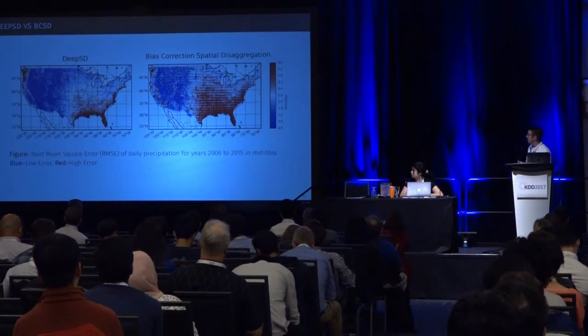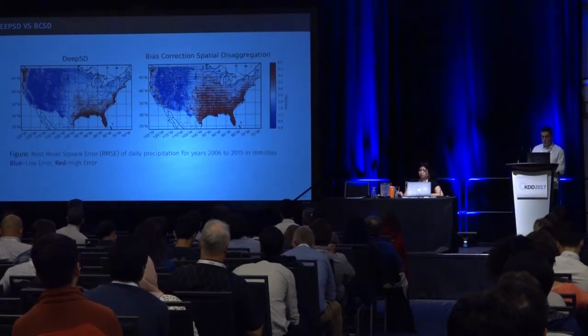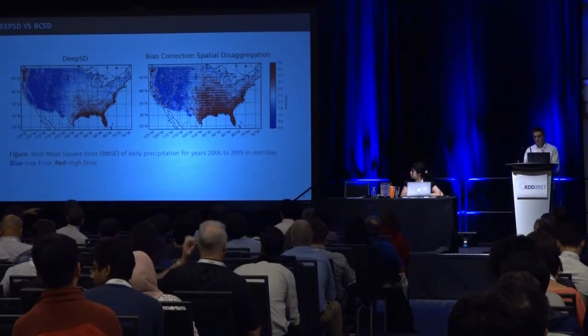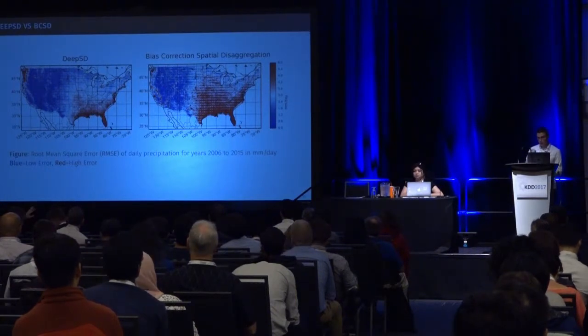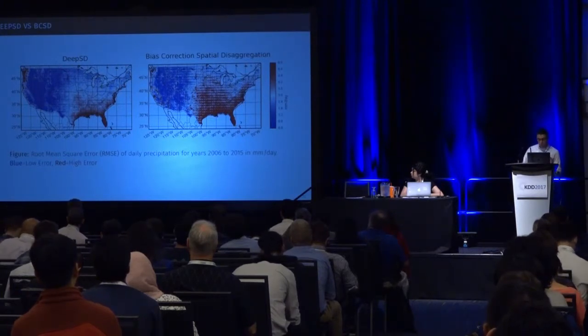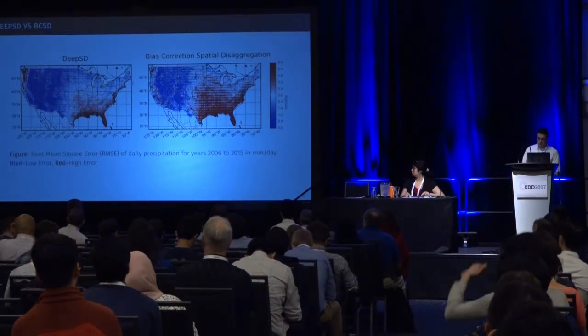When we look at this graphically, we can see DeepSD doing significantly better in the Midwest. This figure is our RMSE per day at each of these locations over the test set from 2006 to 2015. If we look at this location right here, we just compute the RMSE over our entire test set. Red is high error, blue is low error. We see a lot more blue on DeepSD than BCSD.